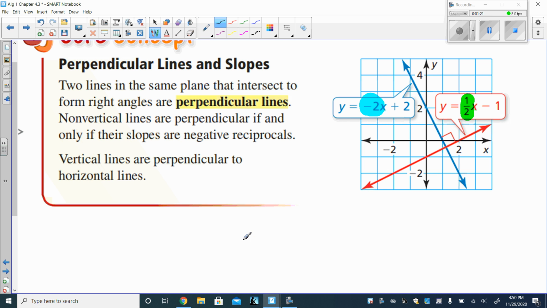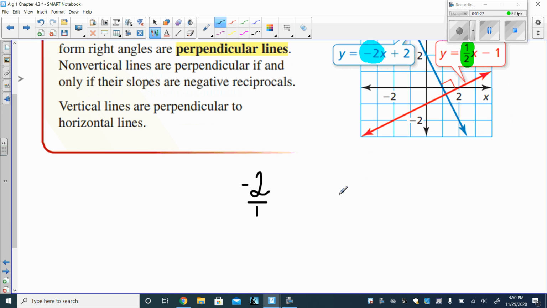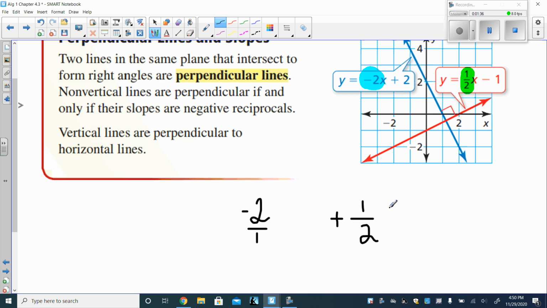So one of the slopes was -2, and we can say over 1. Its opposite would be positive, and the reciprocal, we flip it, so 1 would go on top and 2 would go on bottom. So to have the opposite reciprocal, it would go from -2 to +1/2. We change the sign and flip it.